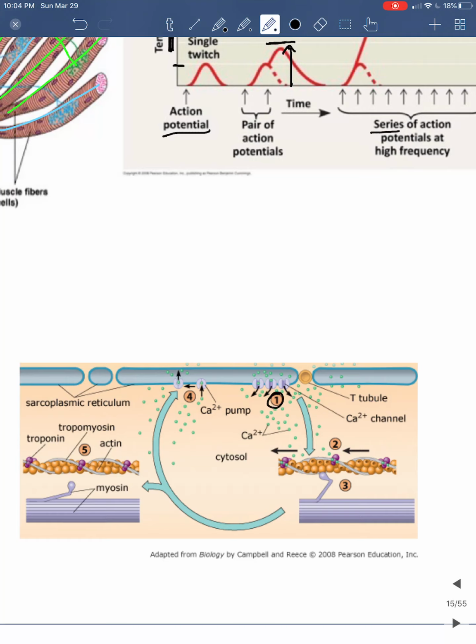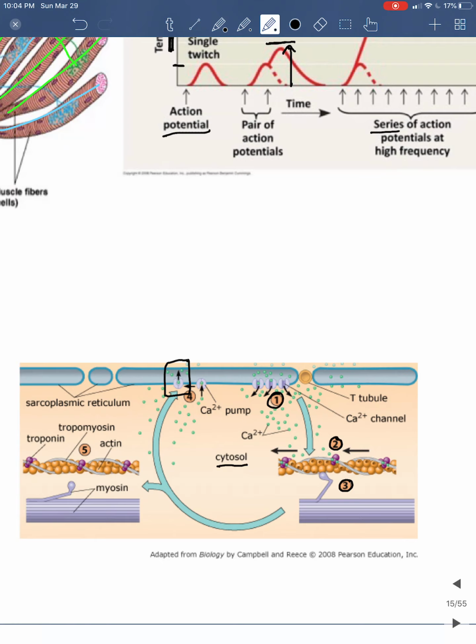And then when the concentration of calcium increases in the cytosol, the calcium in the sarcomere binds to troponin, which is in number 2, and then you get a muscle contraction, which is in number 3. Also, when the concentration of calcium increases in the cytosol, the ATP-dependent calcium pumps in the sarcoplasmic reticulum send the calcium back into the sarcoplasmic reticulum, which is in number 4, and then the concentration of calcium in the cytosol returns back down to normal.